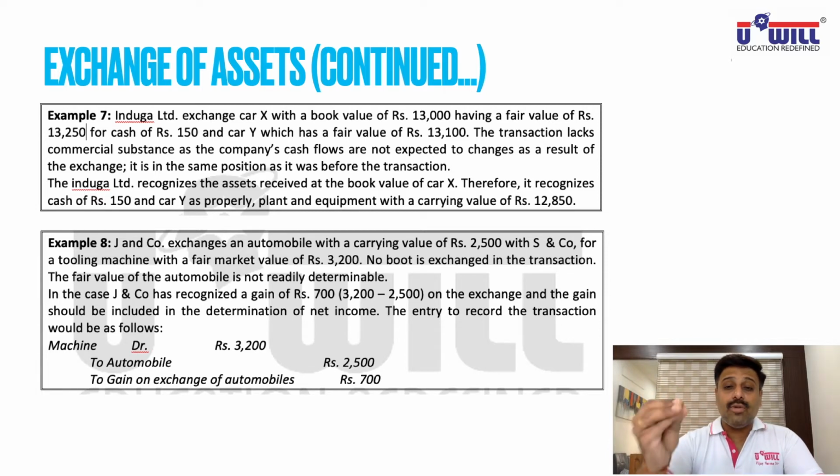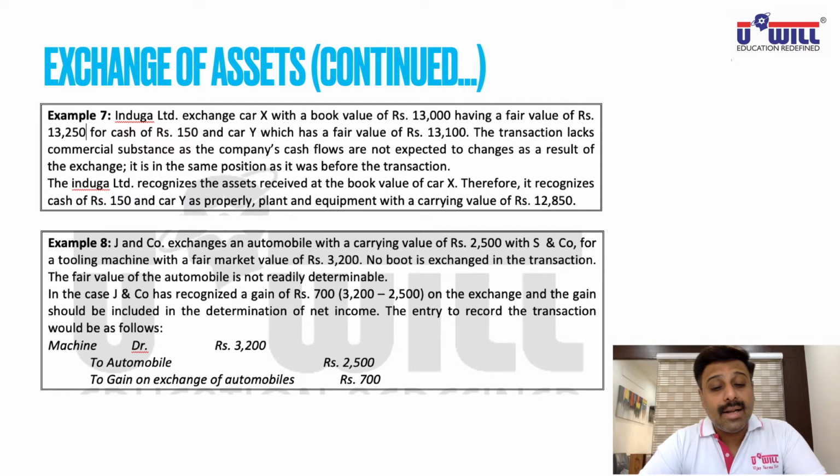So the new asset you will record at its fair value because both conditions are satisfied. Machine account debit with 3,200. The automobile which is going out, its book value is 2,500, credit what goes out, automobile 2,500, and the profit of 700 you'll record as gain on exchange of automobiles and credit that to the P&L account.